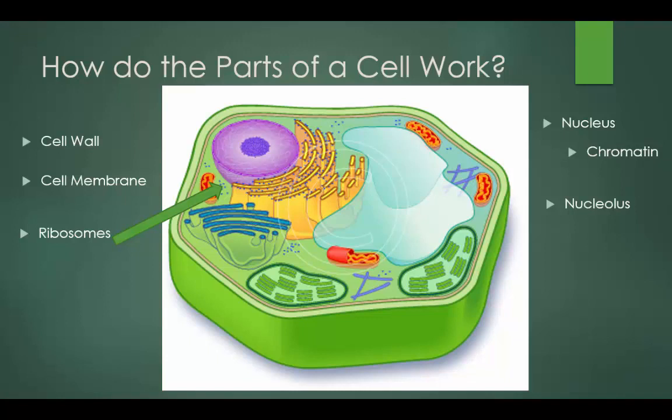Here are different locations where ribosomes are found within the cell. Ribosomes are small grain-shaped organelles that produce proteins. Proteins are important substances inside of cells.